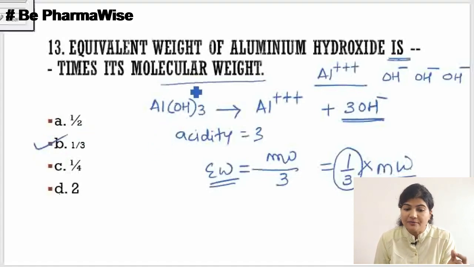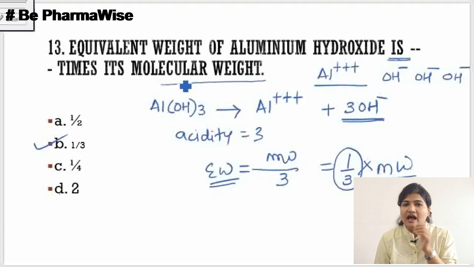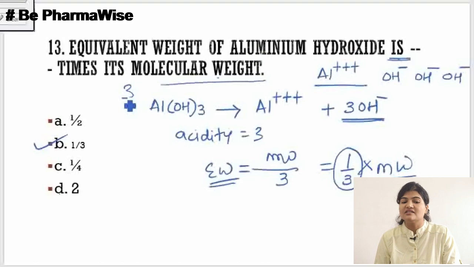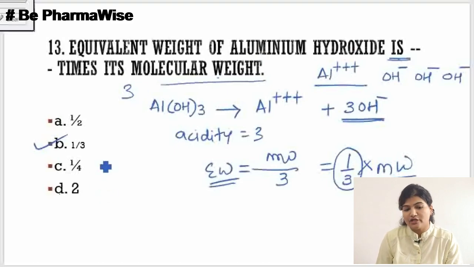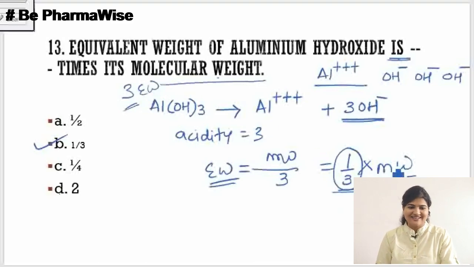You have to read the question very carefully. If I would have asked this question as molecular weight of aluminum hydroxide is how many times its equivalent weight, then the answer will be 3 times its equivalent weight. Molecular weight is 3 times its equivalent weight, and equivalent weight is 1/3 times its molecular weight. Okay, good. Now the next question.